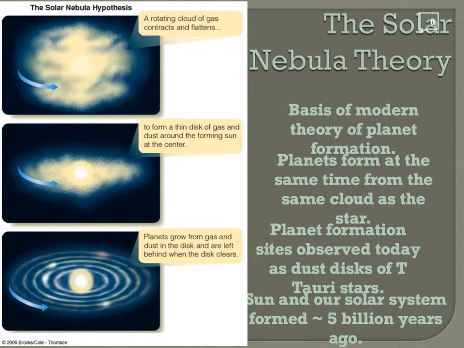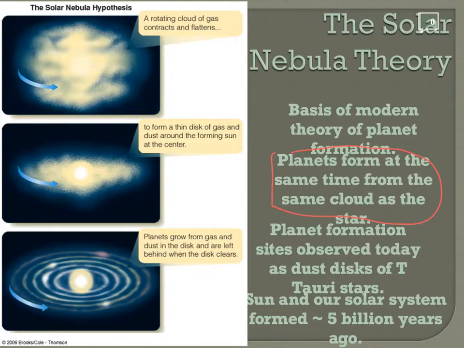So this is how we believe our solar system was formed and eventually Earth. Remember, we're trying to get to how Earth formed. The solar nebula theory is the basis of modern theory of planet formation. Planets form at the same time from the same cloud as the star. So you do need to know a little bit about this. Write this down: planets form at the same time from the same cloud as the star.